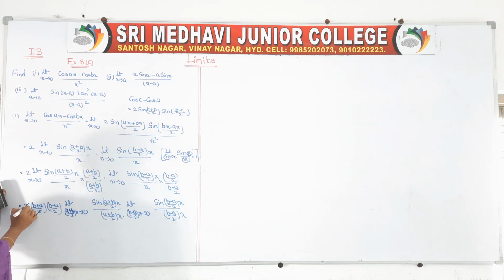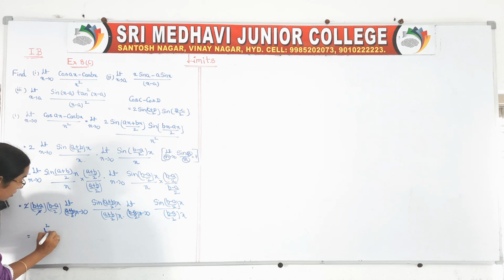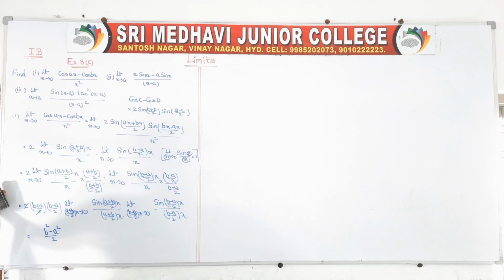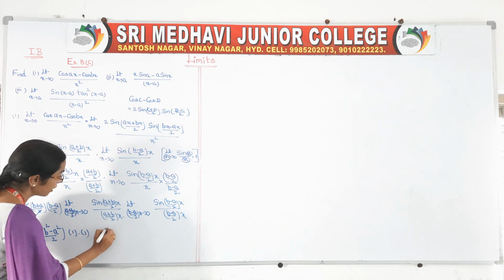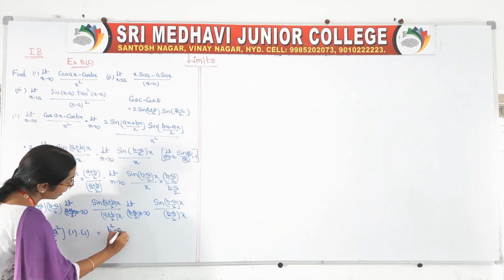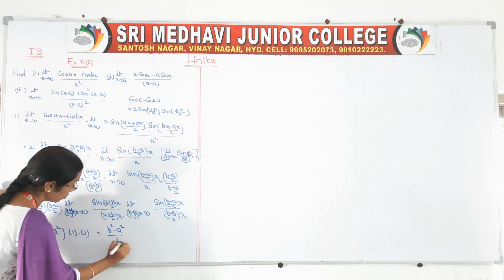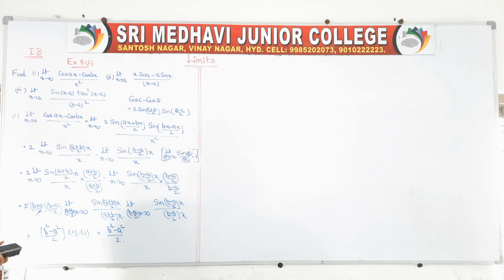Here 2 cancels, and observe b plus a into b minus a, just like a plus b into a minus b, a square minus b square form, but here you are having b plus a into b minus a. So it is b square minus a square by 2, into 1 into 1. So finally its value is b square minus a square by 2, the answer of your problem.